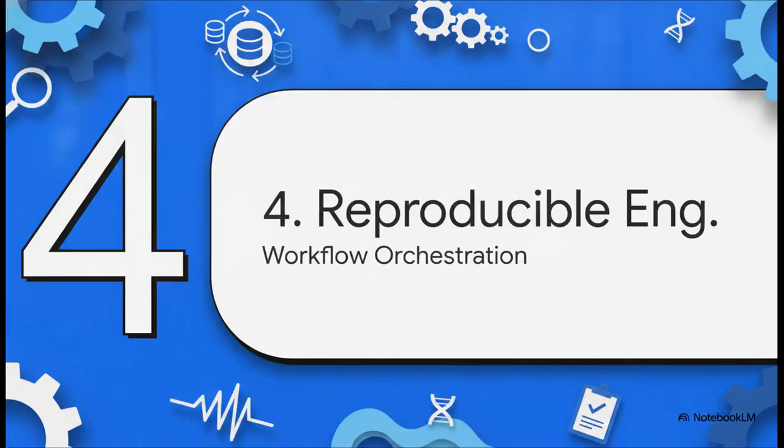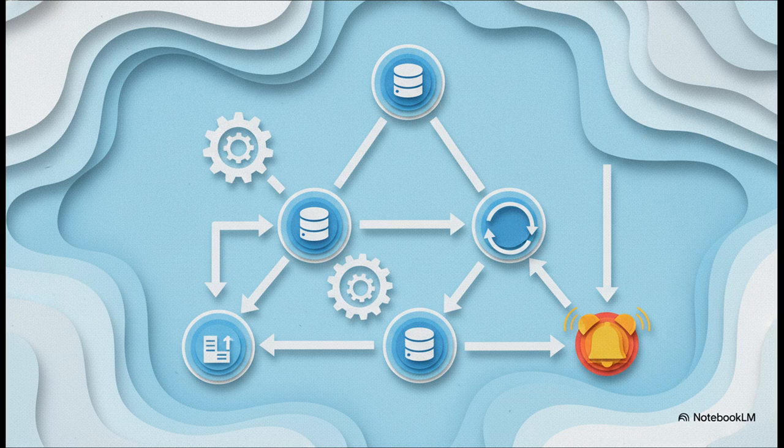Section 4, Reproducible Data Engineering. This is all about ensuring your pipeline produces the exact same output every single time. Gone are the days of relying on fragile manual scripts and basic cron jobs. Professional data engineering today demands modern workflow orchestration.